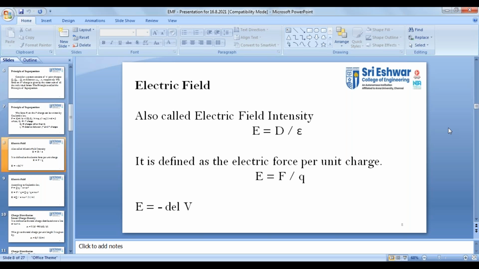Number one, it can be defined as E is equal to D divided by epsilon, or it can also be defined as the electric force per unit charge. So E is equal to F divided by Q is also a definition for electric field. And another formula we have used for finding scalar potential is E is equal to minus del V. See, there should be no operator, either dot or cross product, between del and V. It is a gradient. So E is equal to minus del V. Okay, so these are some points about electric field.